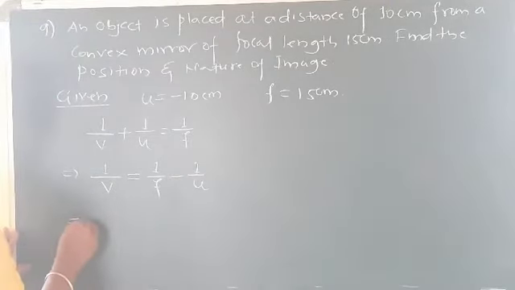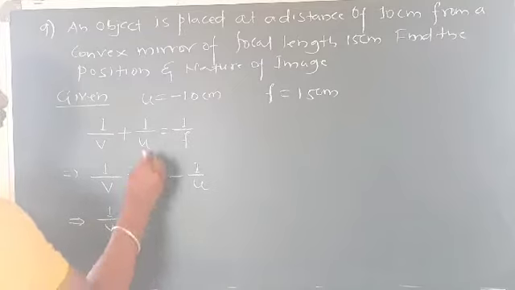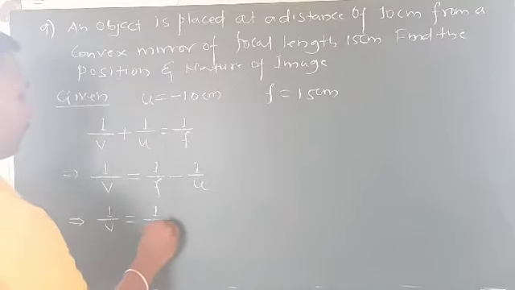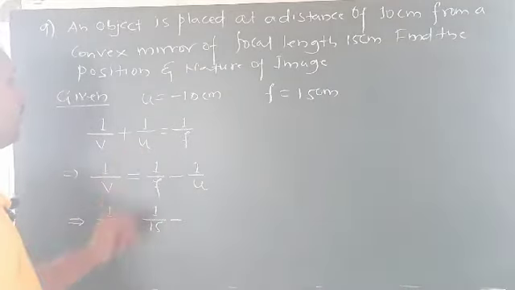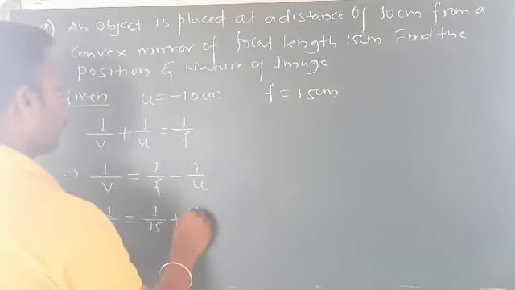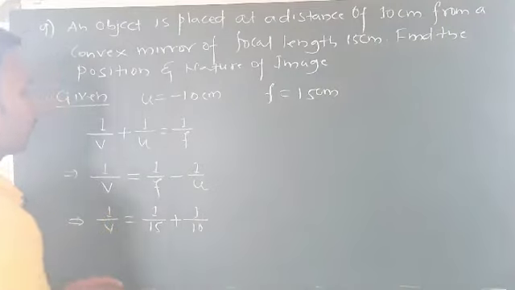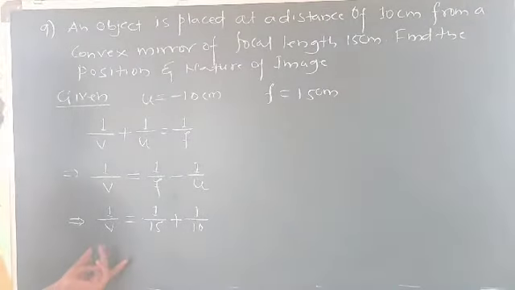Now this implies 1 by v, keep as it is. So f, how much do we have? 1 by 15 minus... here u is minus, so minus and minus means we have plus 1 by 10. Once we have kept this, what will happen?